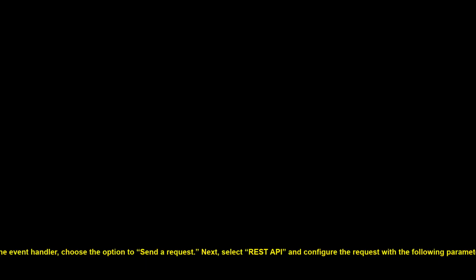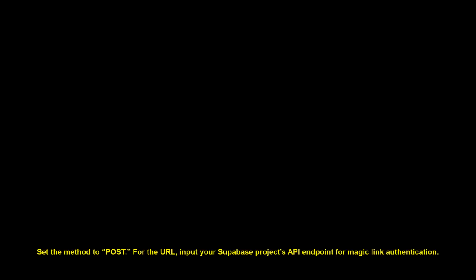Next, select REST API and configure the request with the following parameters. Set the method to POST. For the URL, input your Supabase project's API endpoint for magic link authentication. In the request body, use JSON format, including the user's email address. Specify the email field and bind it to the text input component. Click Save to finalize the request.